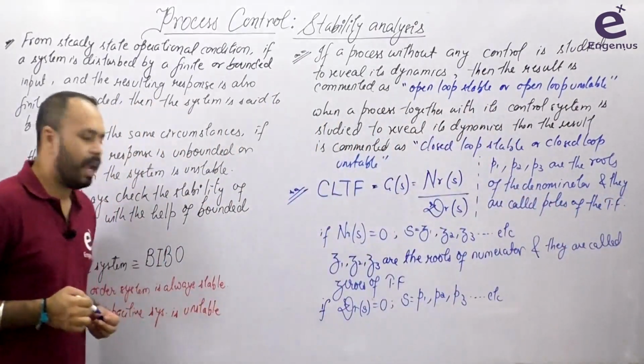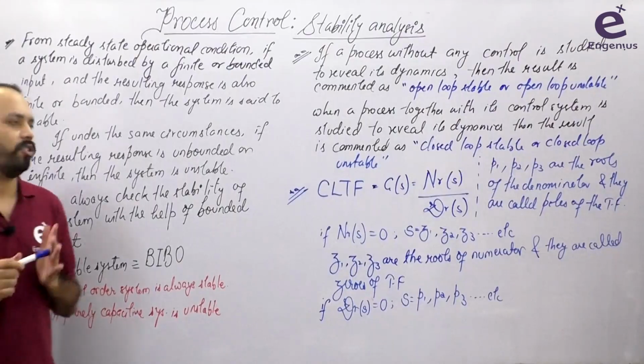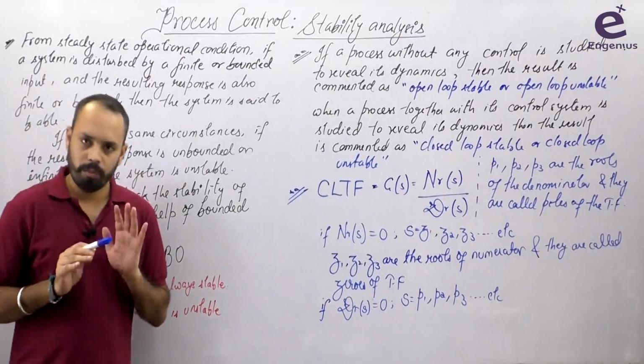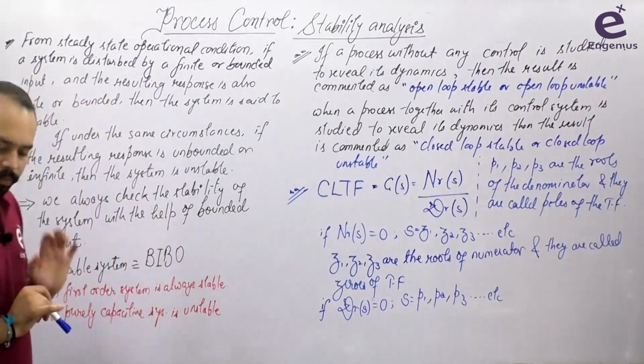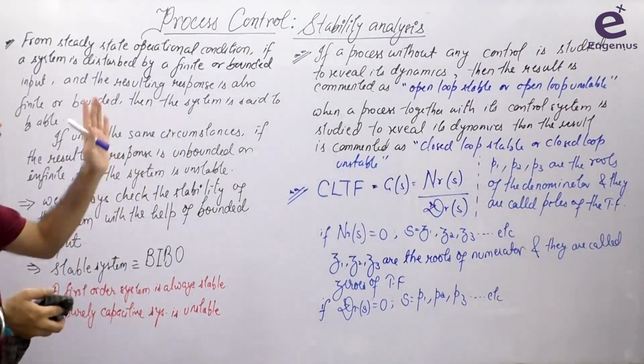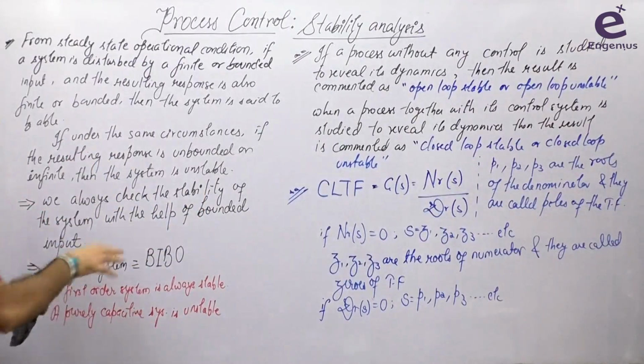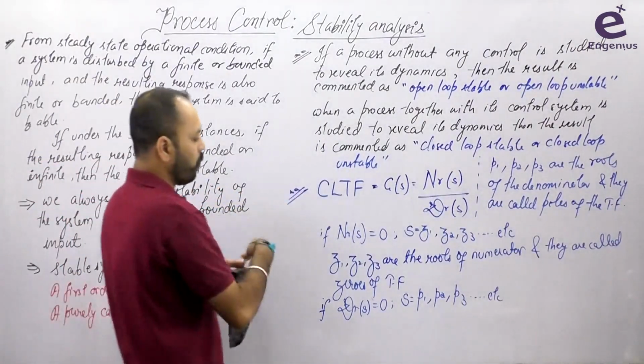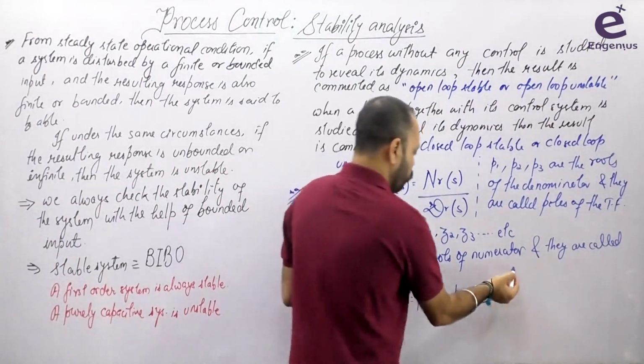So first of all, it should be clear what is the meaning of zeros and what is the meaning of poles. Okay, write this much first. Pause the video and write it down, and then we move ahead. So first of all, you must know what are zeros and what are poles.